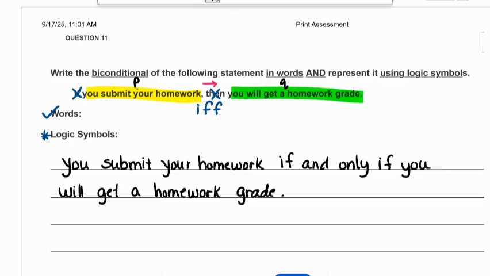Okay, so I'm going to put down the P first. Now for biconditional, we have to have the two arrows. Okay, and then we just have the Q. It would have been equally correct to say Q double arrow P. Okay, either one of these are correct.